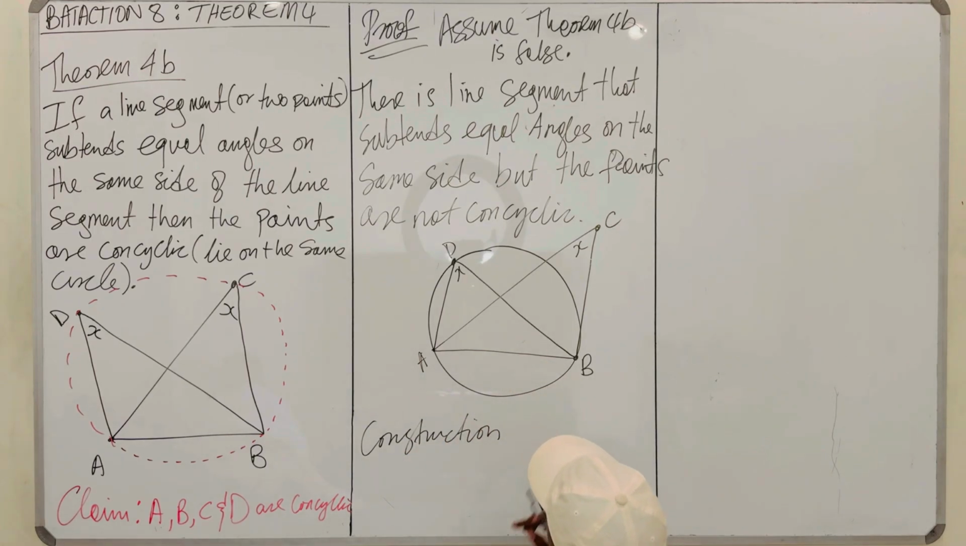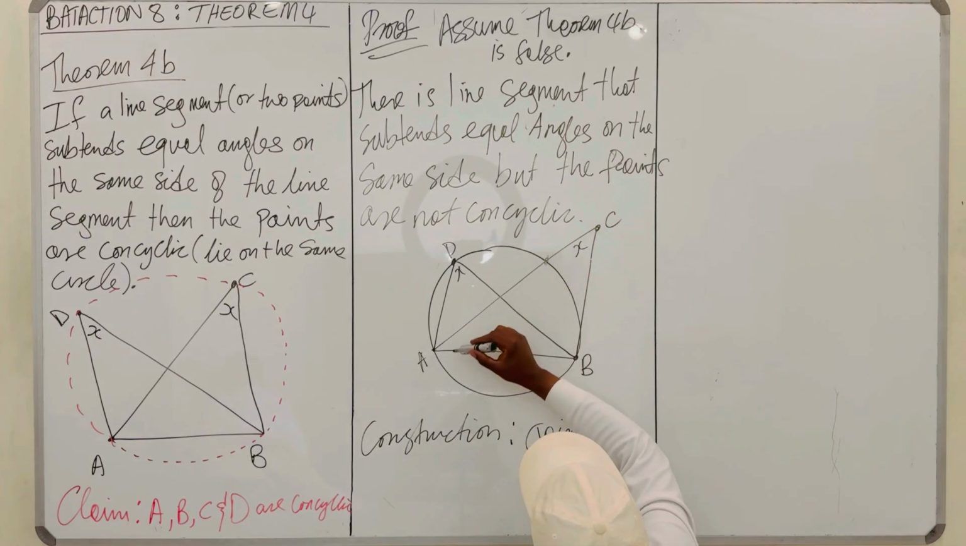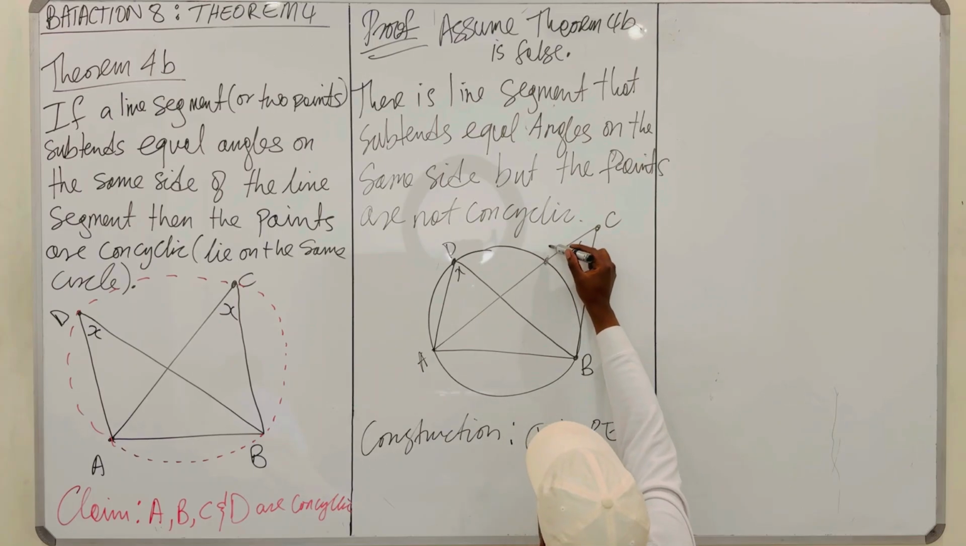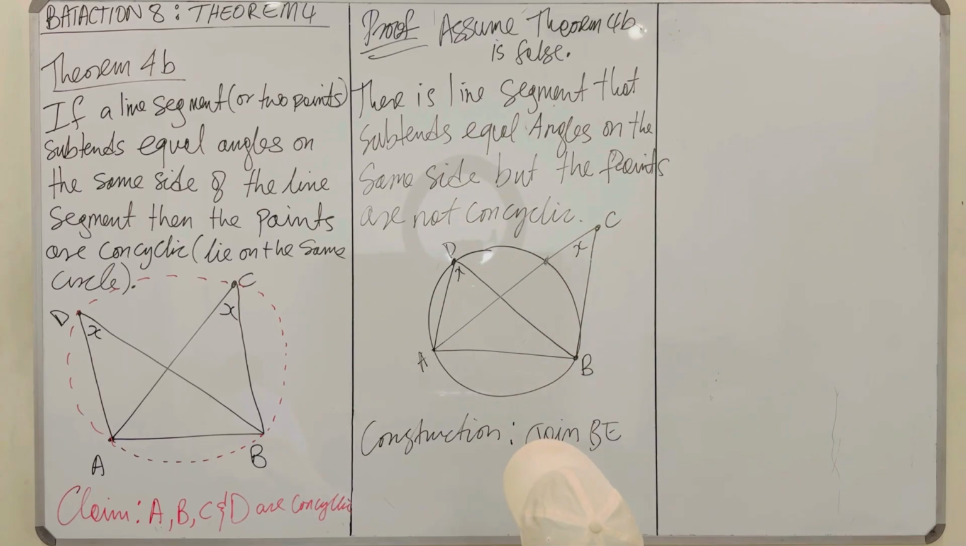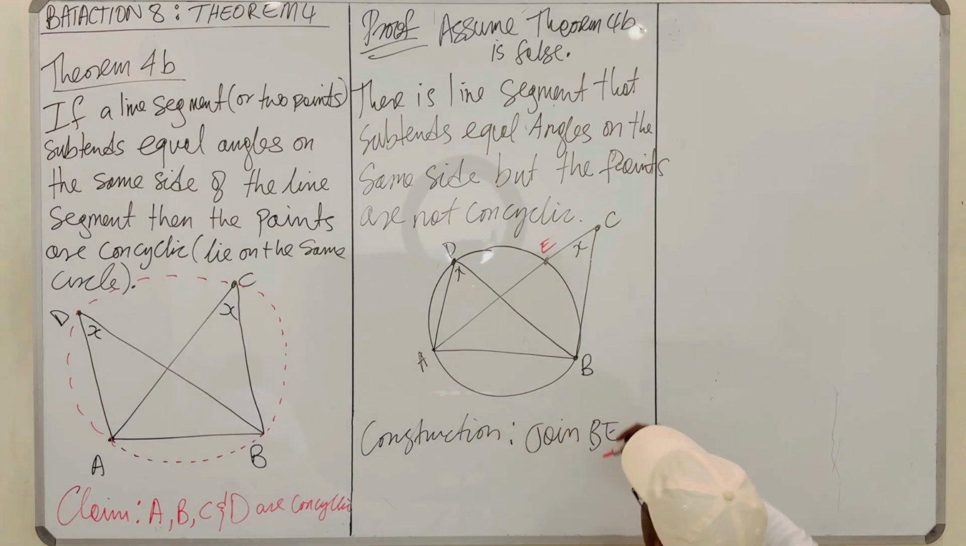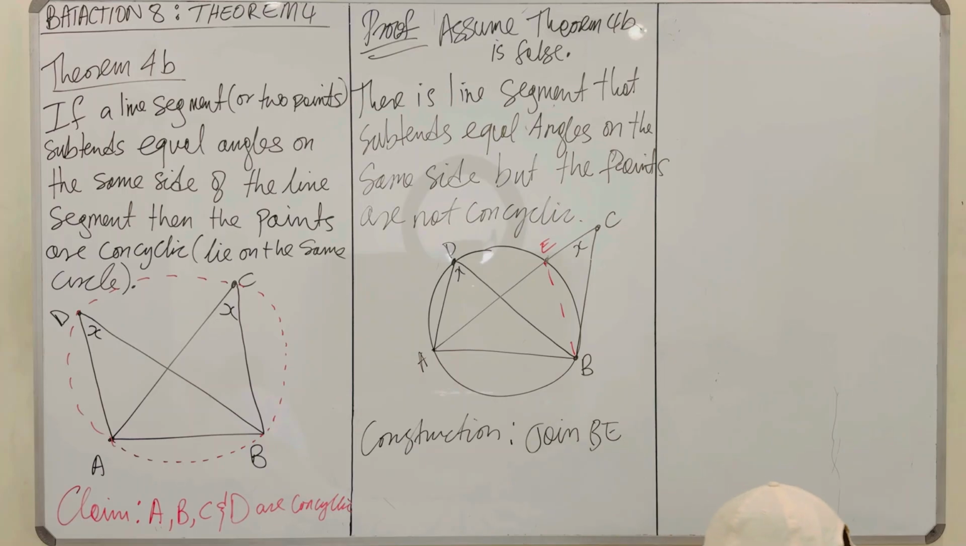On my construction, I'm going to join maybe BE. But where is E? E is this point where your AC cuts the circle. Do you see it? Yes. Let's call it angle E. I'll write it in red so that you see that it is part of my construction. Can you see angle E? Yes. And then now, let's join these two. Are you with me? Yes.